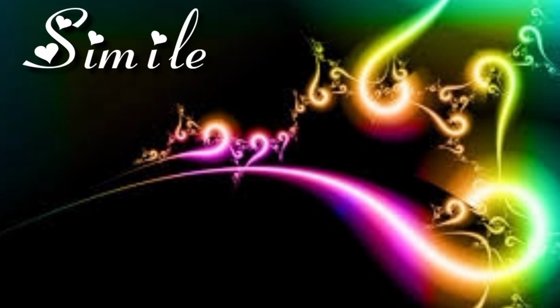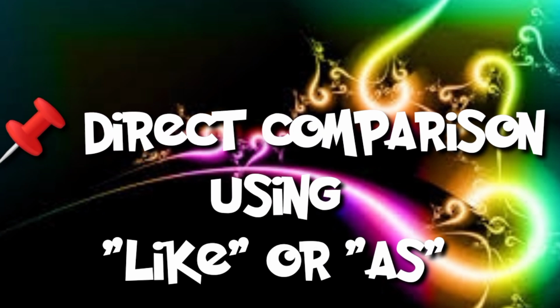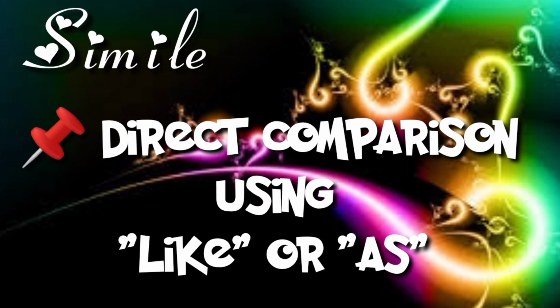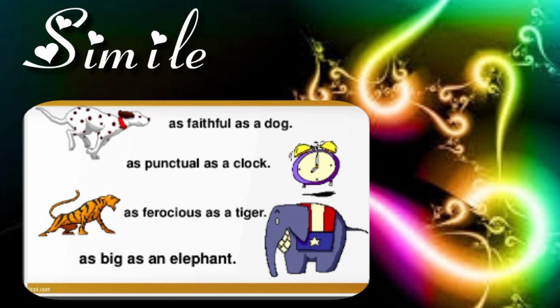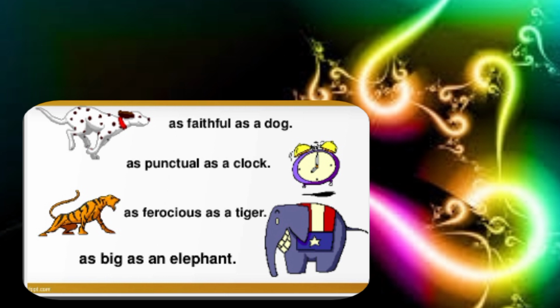Next type is simile. It's a figure of speech which involves a direct comparison between two unlike things, usually with the words like or as. So for example, we have. Always remember that a simile uses the words like or as.